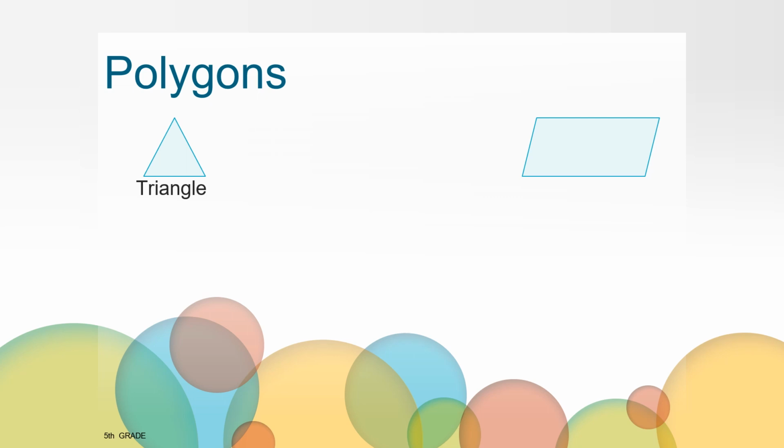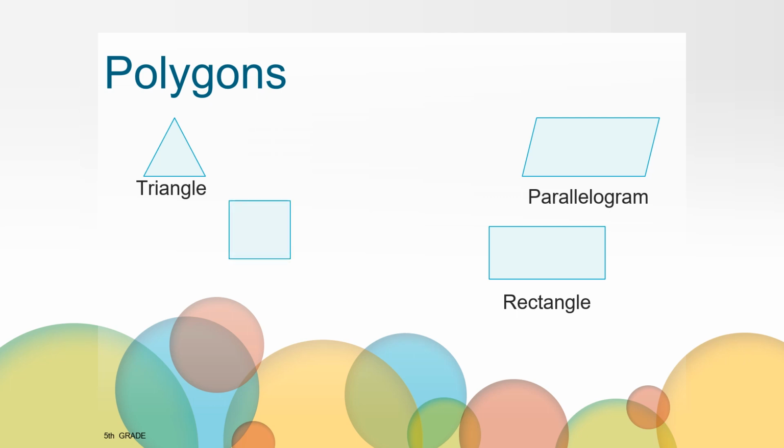This shape is a parallelogram because it is a quadrilateral where both sets of opposite sides are parallel. This is a rectangle because it's a parallelogram with 4 right angles and 2 sets of congruent sides. And this figure is a square because it's a parallelogram with 4 right angles and 4 congruent sides.